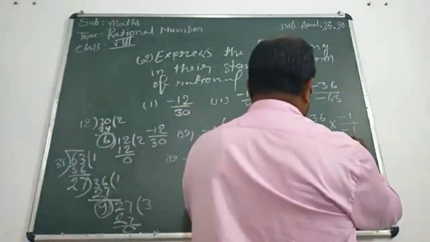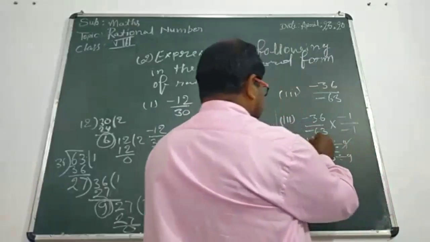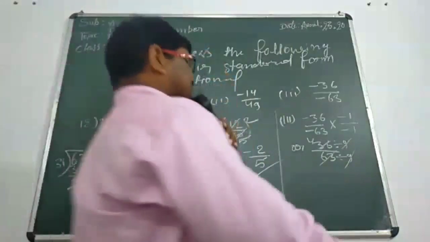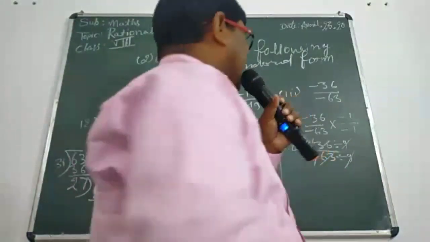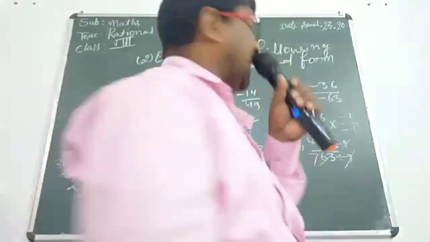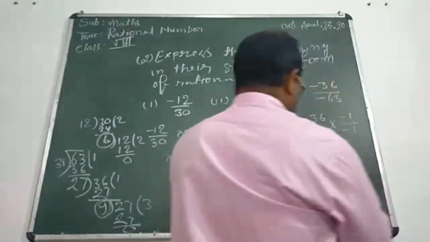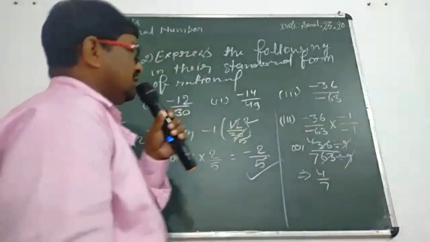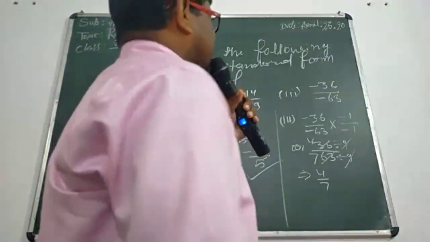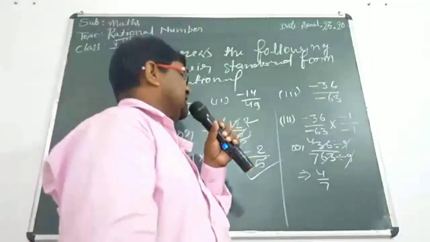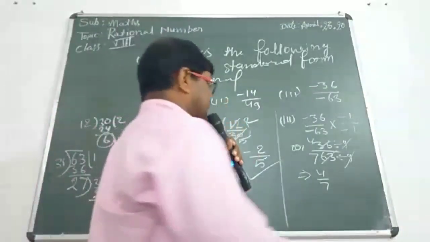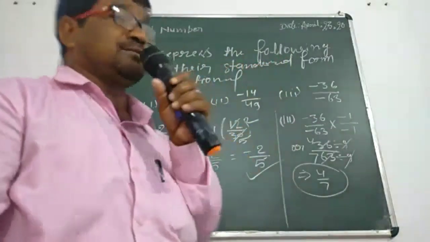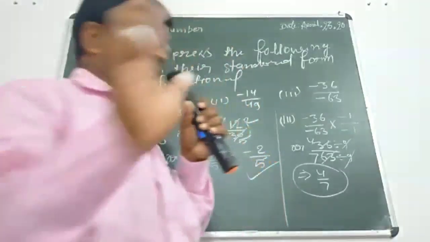Divide them by 9. 9 fours are 36, 9 sevens are 63. So 4 upon 7 is the rational number, the standard form of minus 36 upon minus 63. 4 upon 7 is the standard form of minus 36 upon minus 63. Understood? Okay.